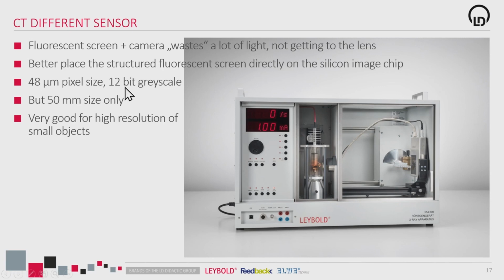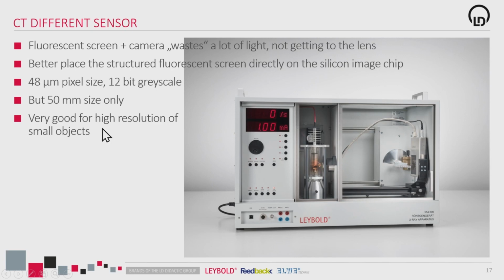Taking 12-bit grayscale images is a lot less noise, simply because in the setup we have seen with the camera, a lot of light from the fluorescent screen does not get to the lens, of course. Attaching the fluorescent screen directly on a silicon chip will solve that problem.